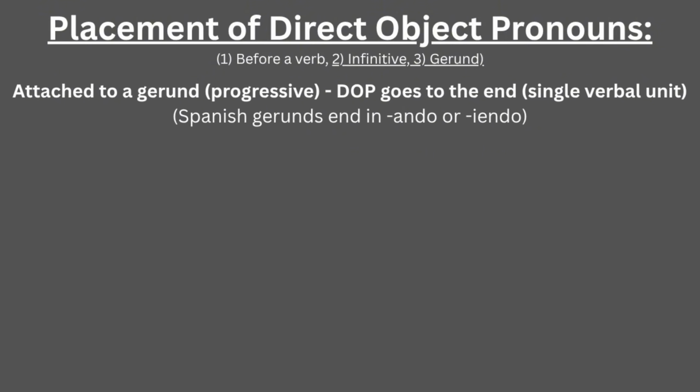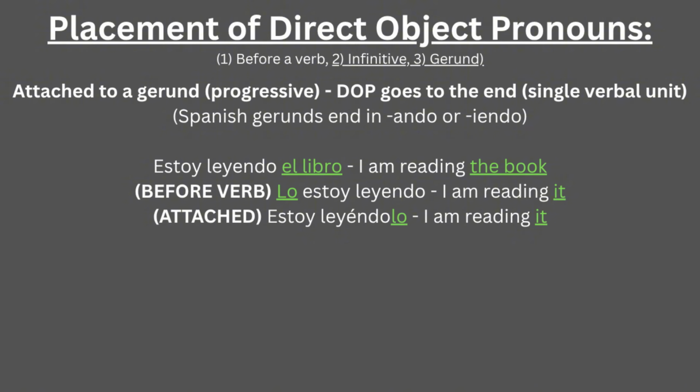Additionally, we can attach direct object pronouns to gerunds, which express ongoing actions. Spanish gerunds end in ando or yendo, similar to the English ing. Just like infinitives, we can attach pronouns as they are, which is most common in the progressive tense that uses the verb estar, to be. This construction behaves like a single verbal unit, but pronoun placement is flexible.